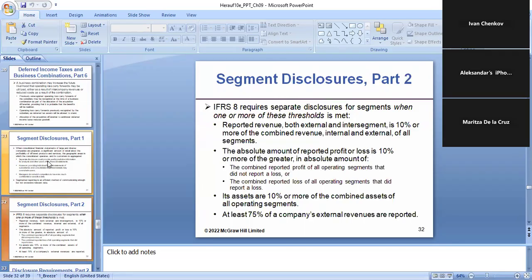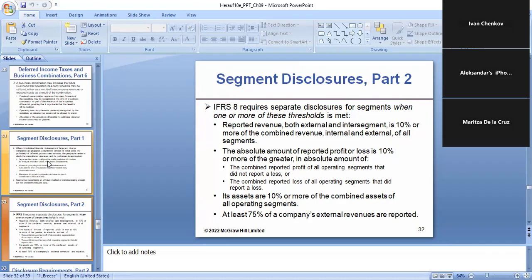So, which standard deals with segment financial reporting? That will be International Financial Reporting Standard 8, which requires a separate disclosure for a segment when one or more thresholds are met. We're checking whether one or more of the following are met. First one is that the reported revenue, both external and intersegment, is 10% or more of the combined revenue, internal and external, of all the segments. So if the revenue is more than 10%, we may go with the segment disclosure.